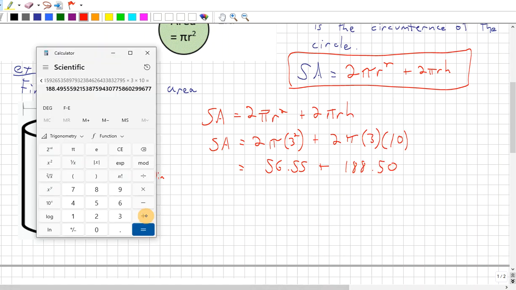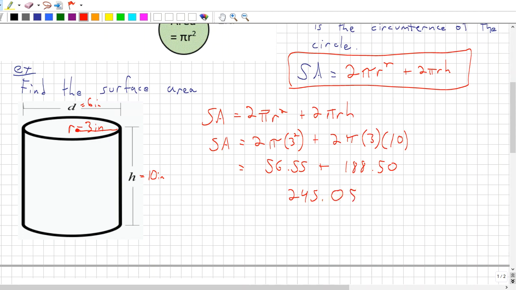And then I just add these two pieces together. So I can even keep that on my calculator and just say plus 56.55 is equal to 245.0. Now that 4, does it go up or stay the same? It goes up because the number next to it is 5 or greater. So we're rounding to 245.05.